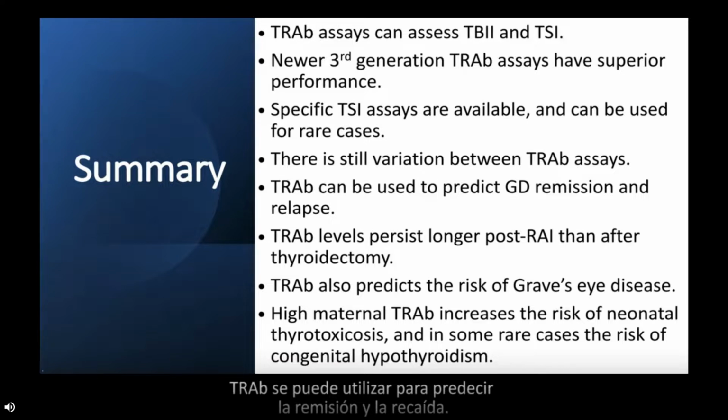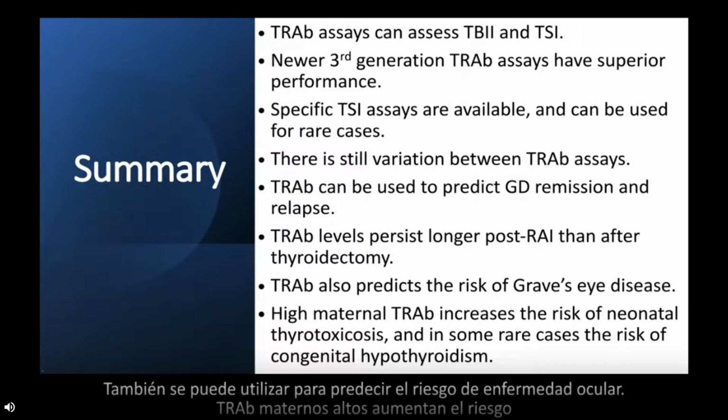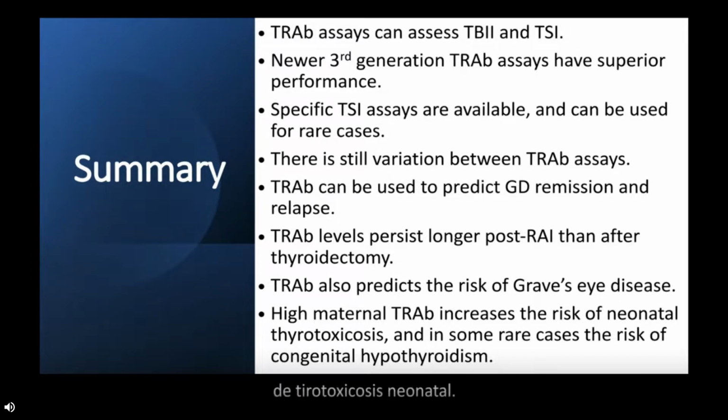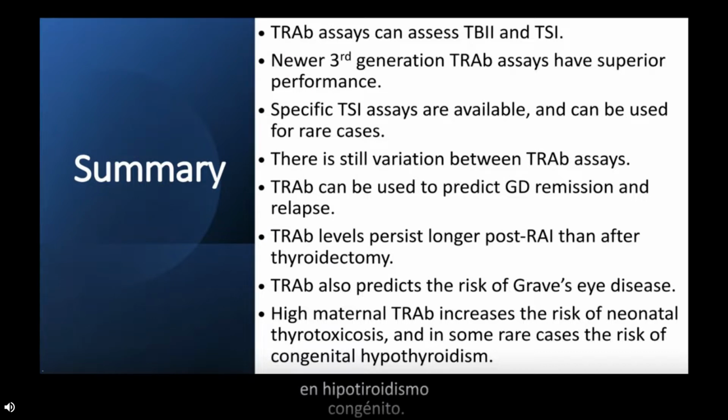TRAB can be used to predict remission and relapse. TRAB levels persist longer after radioiodine than after surgery. It can also be used to predict the risk of eye disease. And high maternal TRAB increases the risk of neonatal thyrotoxicosis. And in some cases, the blocking antibodies may also be involved in congenital hypothyroidism.